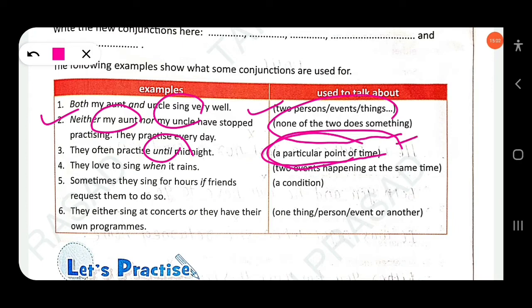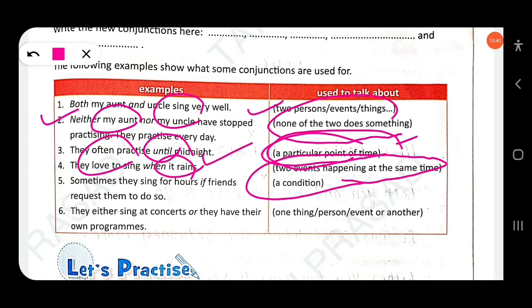Clear? The next, they love to sing when it rains. Two events happening at the same time, we use when to indicate the time. That means here they love to sing when it rains. That means when it rains they love to sing. Clear? When I reached school it was very late.